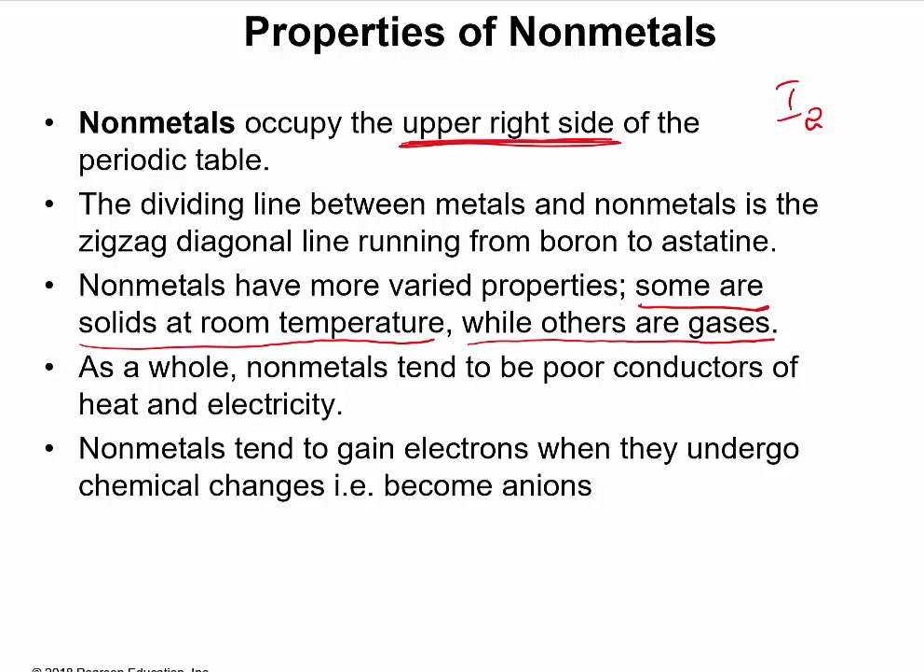As a whole, nonmetals tend to be poor conductors of heat and electricity. This is the most important in chemistry. Nonmetals, when they combine with other elements in chemistry, tend to gain electrons, which means they love to become anions. Please remember that nonmetals love to become anions.